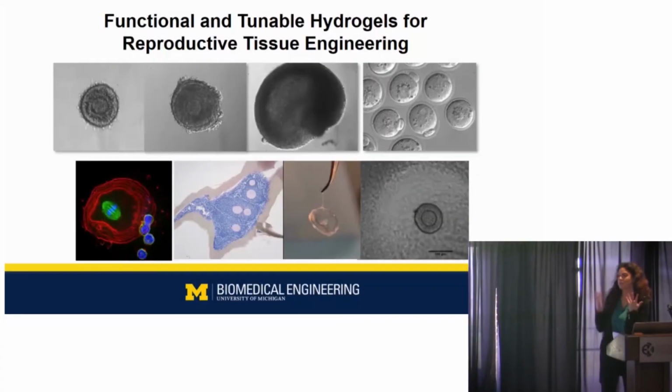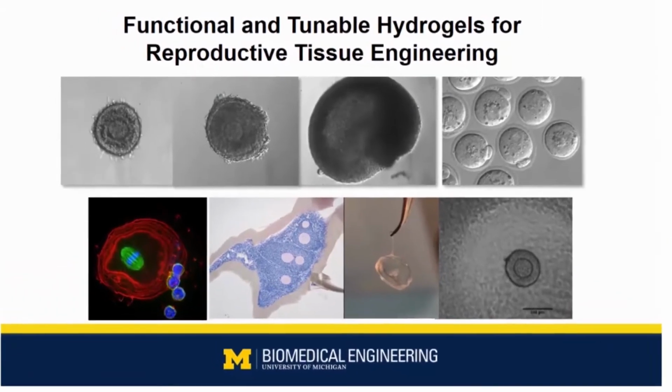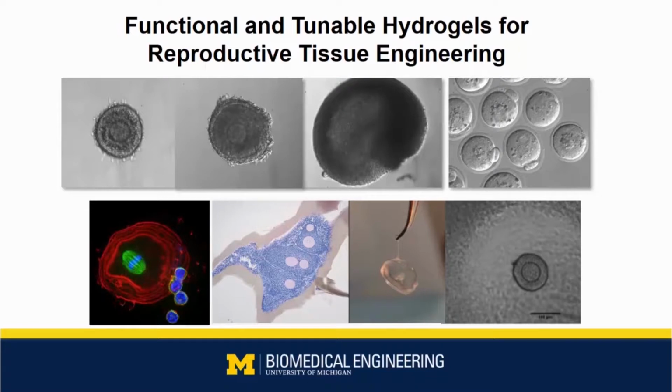I will be talking about engineering the follicle environment, and the major focus in my lab is designing functional and tunable hydrogels for reproductive tissue engineering. So there are a lot of follicles on this slide. I will be talking about ovarian follicles and then maturation of follicles, and also some of the work that we're doing for follicle implantation, in ovarian tissue implantation.